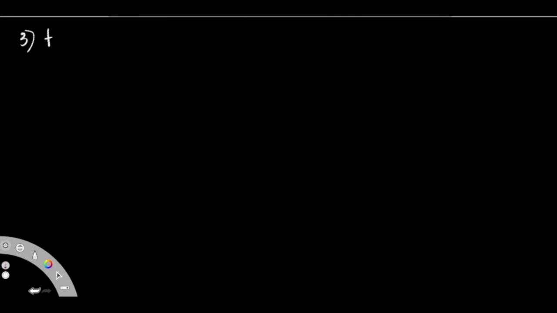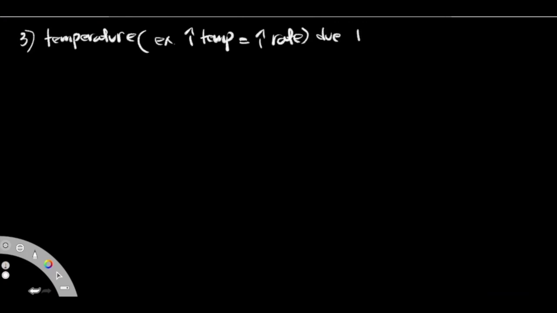The third one here is going to be temperature, and this one should be quite obvious by now. For temperature, for example, if there is an increased amount of it, what do you think is going to happen with the rate of reaction? Of course, it's going to increase the rate of reaction. Okay, why? I mean, it should be quite obvious, but due to the increase in kinetic energy of all particles, this is going to equal an increase in the amount of collisions.